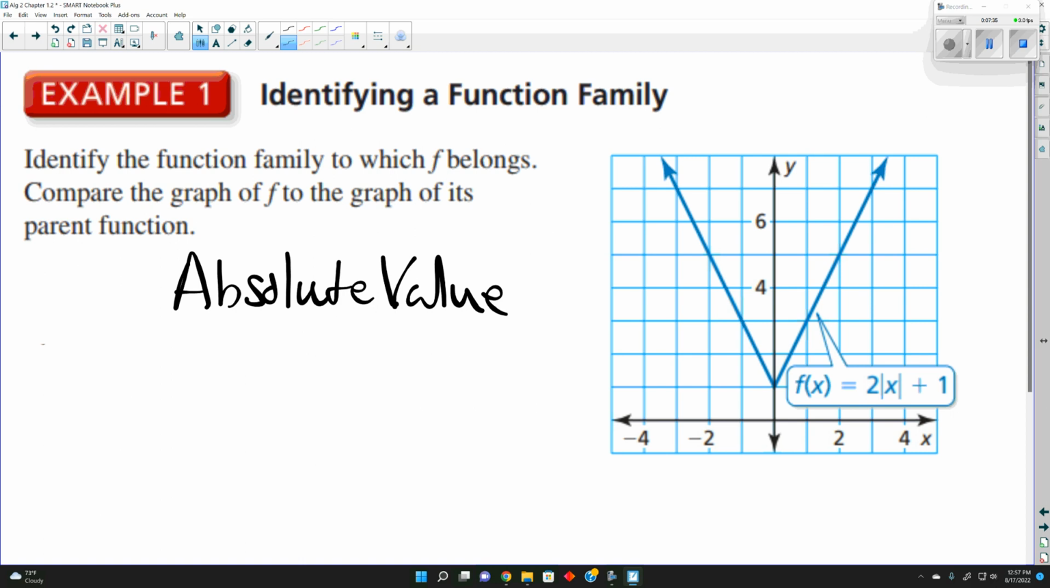Right, because this here does have the absolute value bars, yes? What other way could we tell? The graph is a V, yes? All absolute value functions will have a V shape to them. Does it look exactly like the parent function?